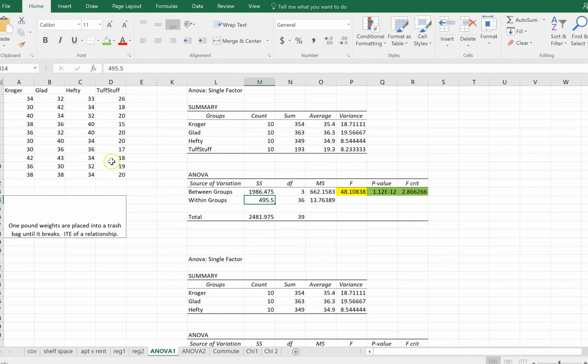Then if you look at the space within the groups, you look at how far this number is from the average of the group, and this number is from the average of the group. So this is the average of Kroger. I take this number minus this average, and they're all squared, by the way. That's why it says sum of squares. You take 34 minus 35.4 squared, add it to 30 minus 35.4 squared, added together. You continue that down for each one, because then you would move on to Glad. So Glad would be 32 minus 36.3 squared. If you continue that analysis, you would get this sum within the groups.